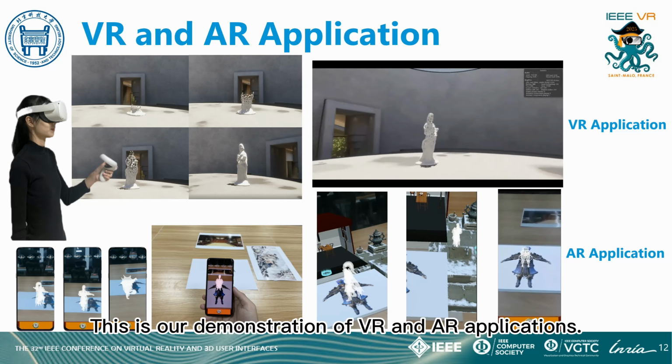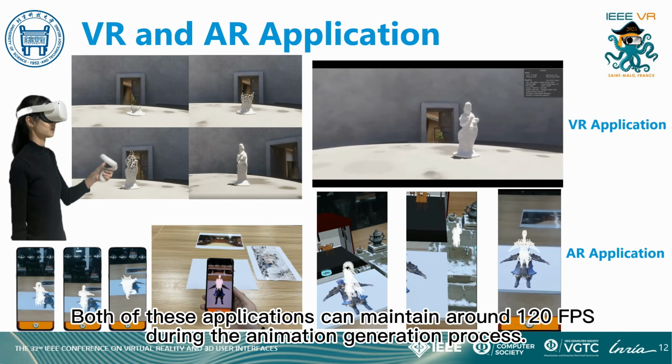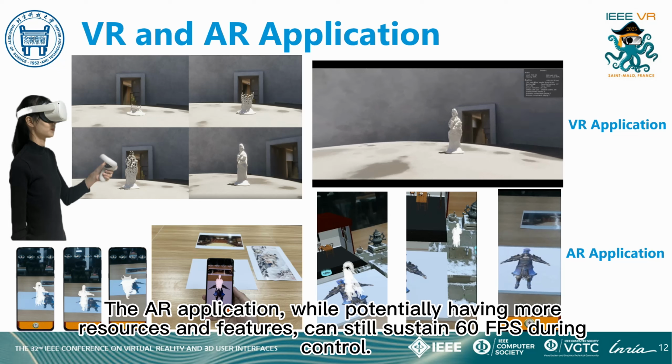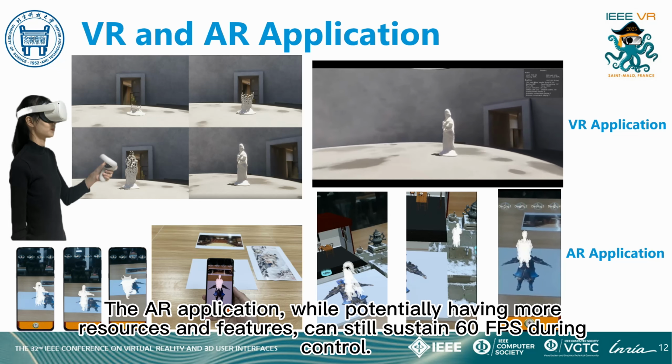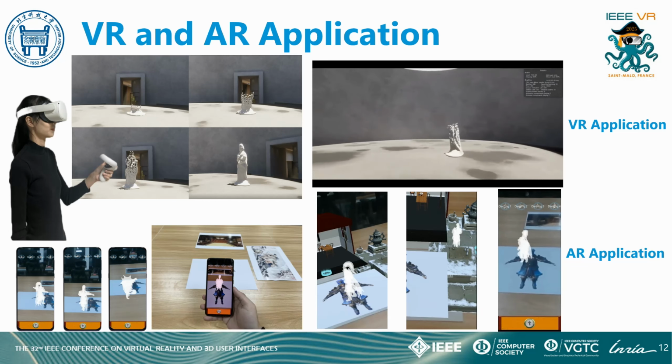This is our demonstration of VR and AR applications. Both of these applications can maintain around 120 fps during the animation generation process. The AR application, while potentially having more resources and features, can still sustain 60 fps during control.